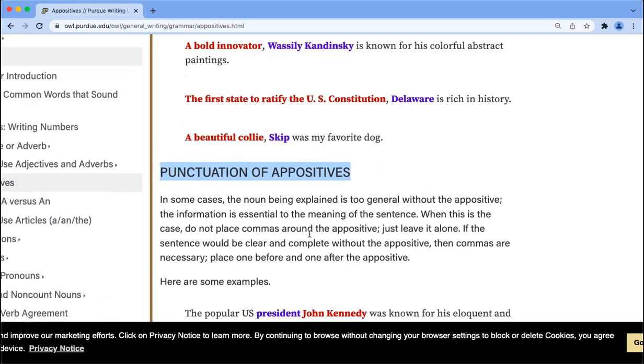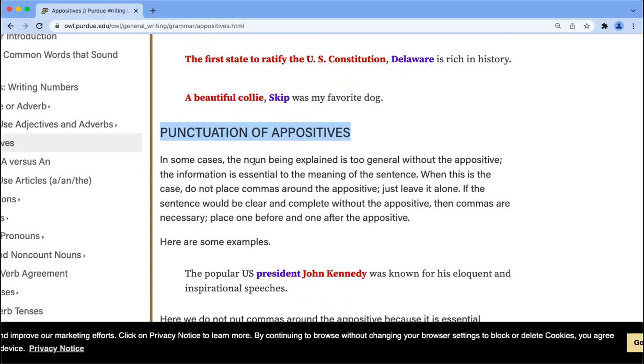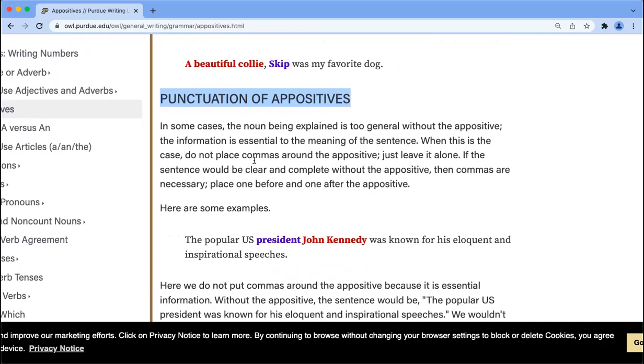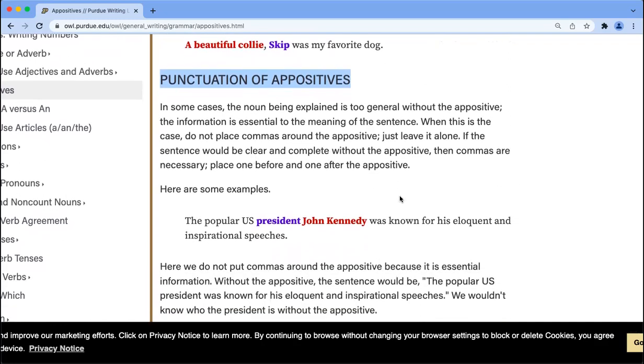In some cases, the nouns that are explained within the appositive, the information is essential in the sentence to be described. However, we don't move the place of commas, we just put the commas around the appositive. If it is at the beginning, we need comma after. If it is in the middle of a sentence, we put before and after. If it is at the end of a sentence, we need comma preceding it or before.